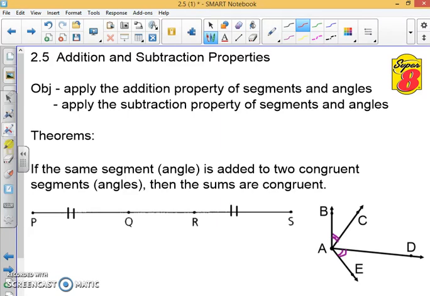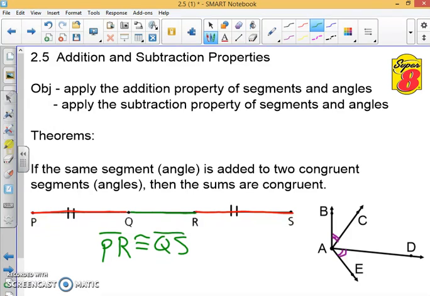The first one here says if the same segment is added to two congruent segments, then the sums are congruent. So if we look at this picture here, we have that RS is congruent to PQ, and we are going to add QR to both of them, and the result will be two congruent segments. So what we can say is that our conclusion is that PR is congruent to QS. And visually that makes sense.